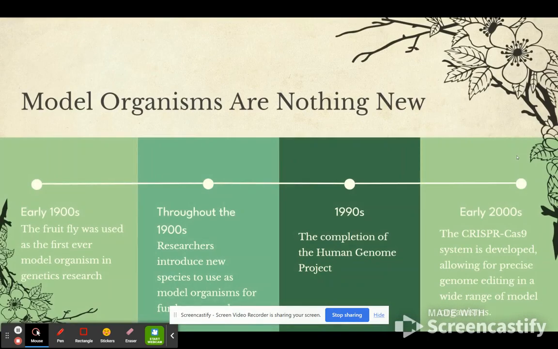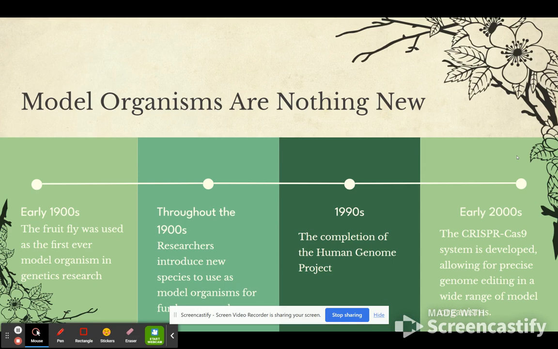Model organisms are nothing new. The use of model organisms in scientific research has a long and rich history. In the late 19th and early 20th centuries, scientists began to use a variety of organisms, including fruit flies, mice, and bacteria, to study genetics and other biological processes. These organisms were chosen because they were easy to grow, had relatively short life cycles, and produced large numbers of offspring, making them ideal for genetic studies.